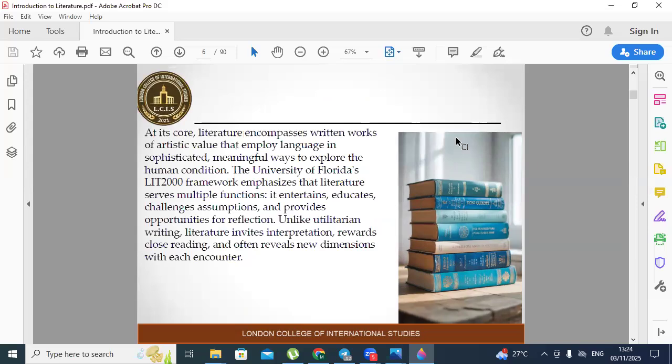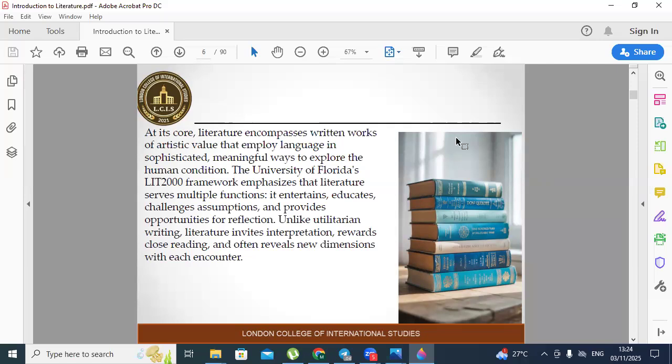Core definition of literature. At its core, literature encompasses written works of artistic value that employ language in sophisticated, meaningful ways to explore the human condition. This definition has several important components. First, literature involves artistic value. Not all writing is literature.